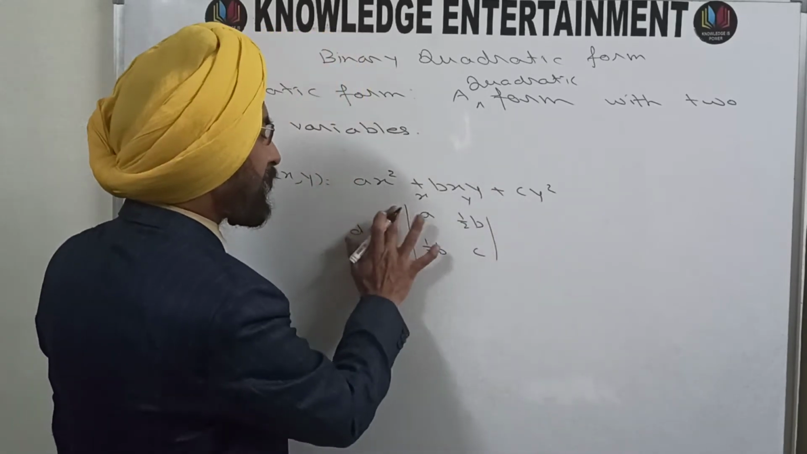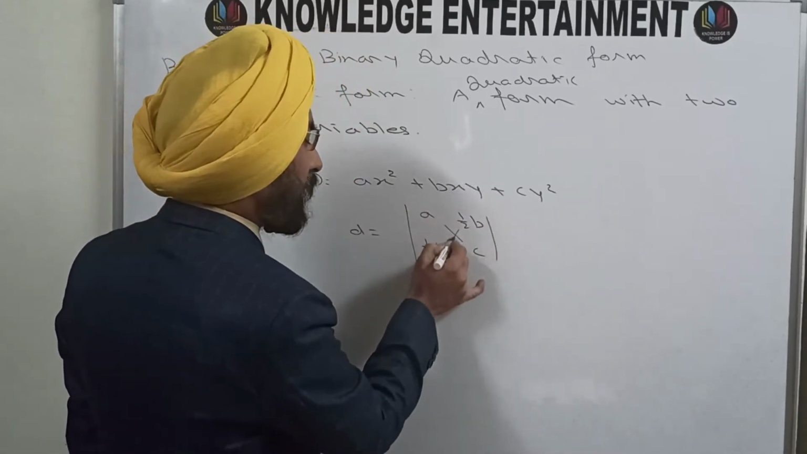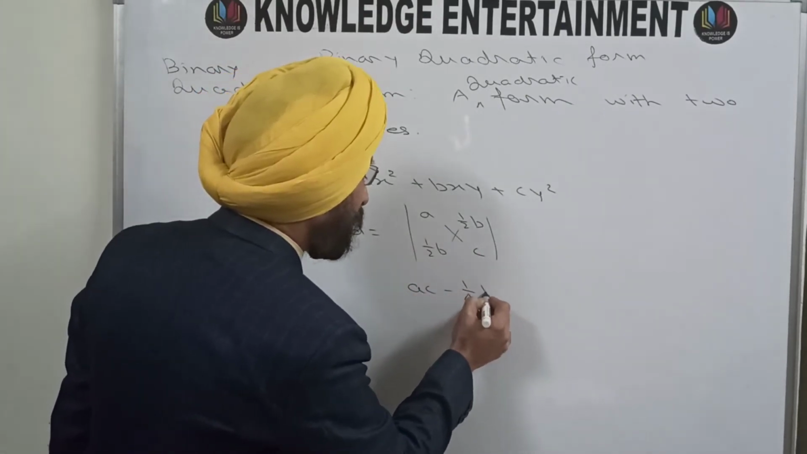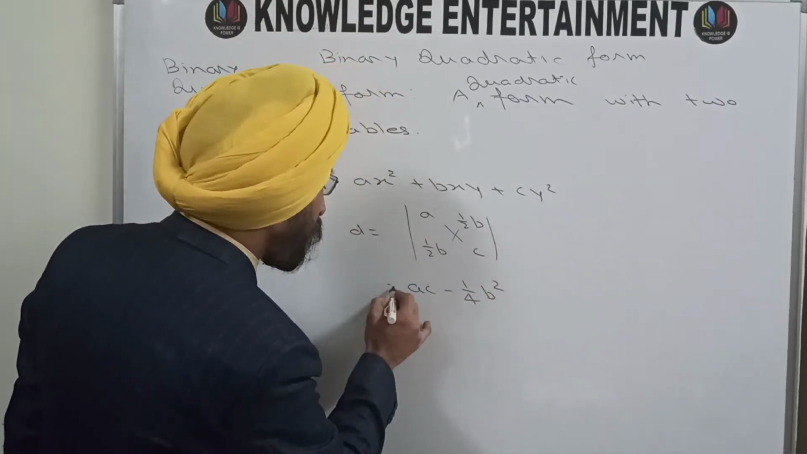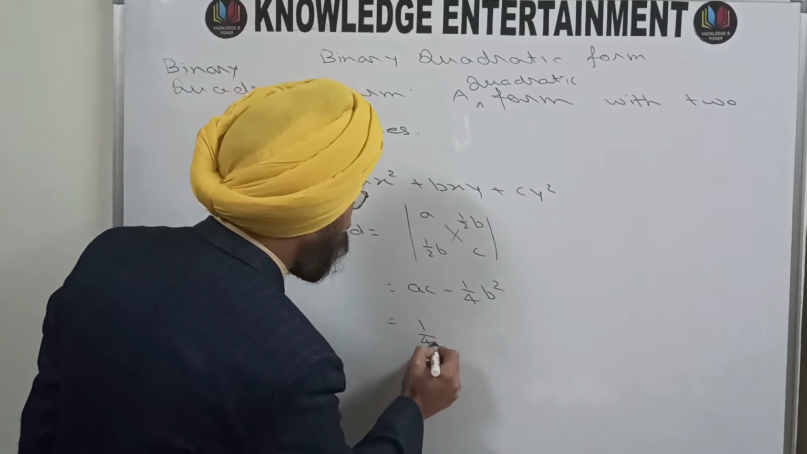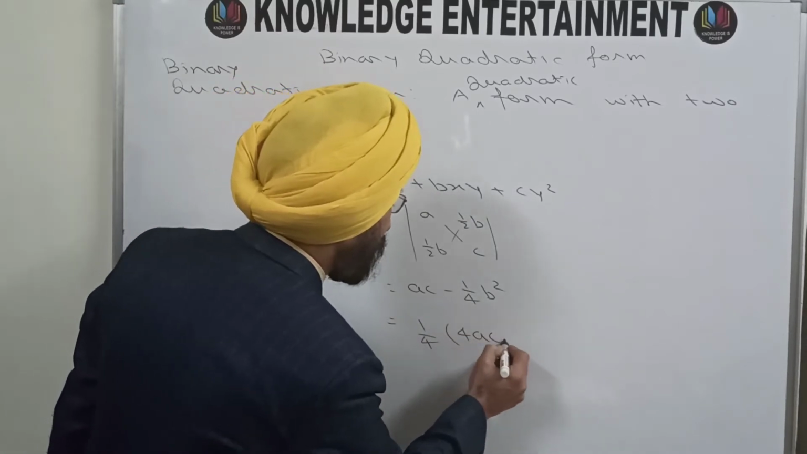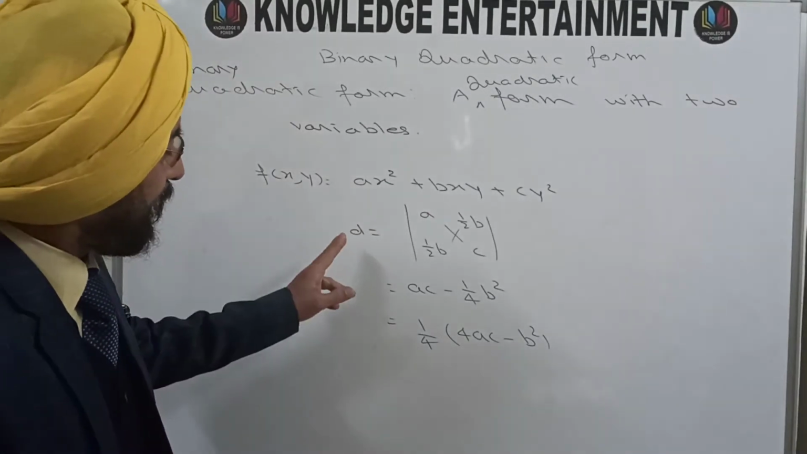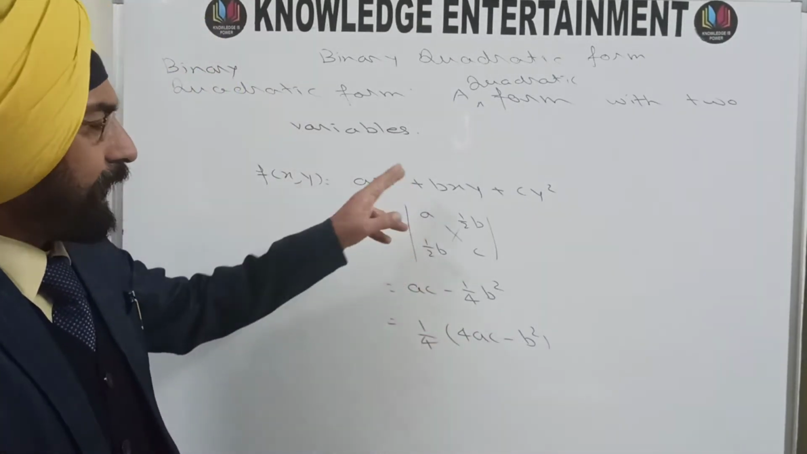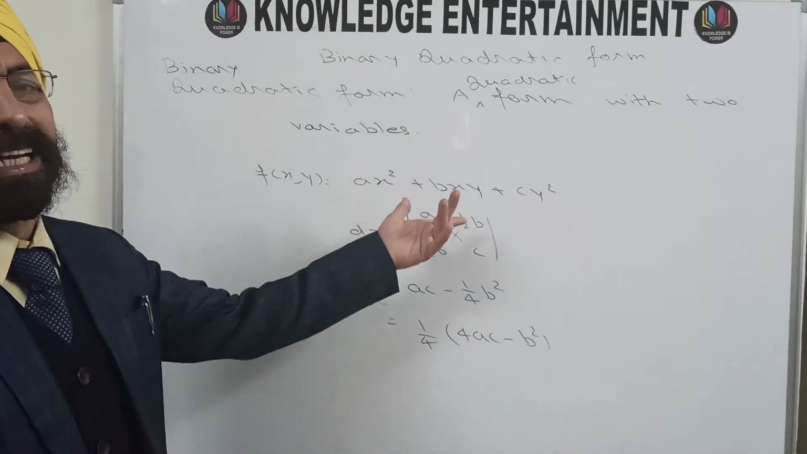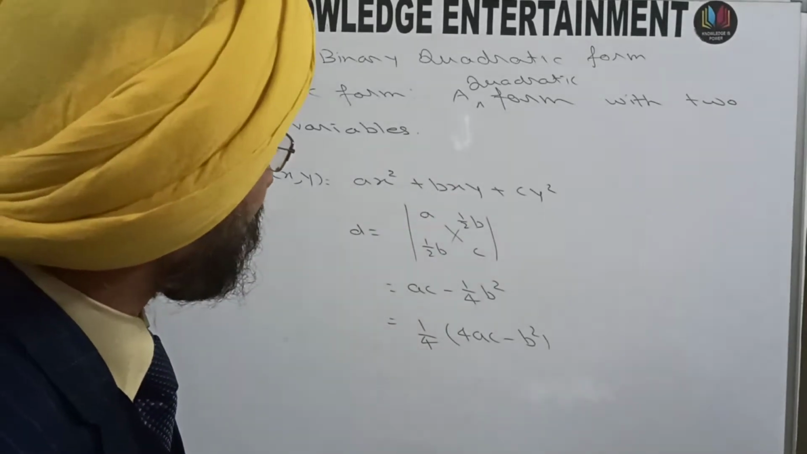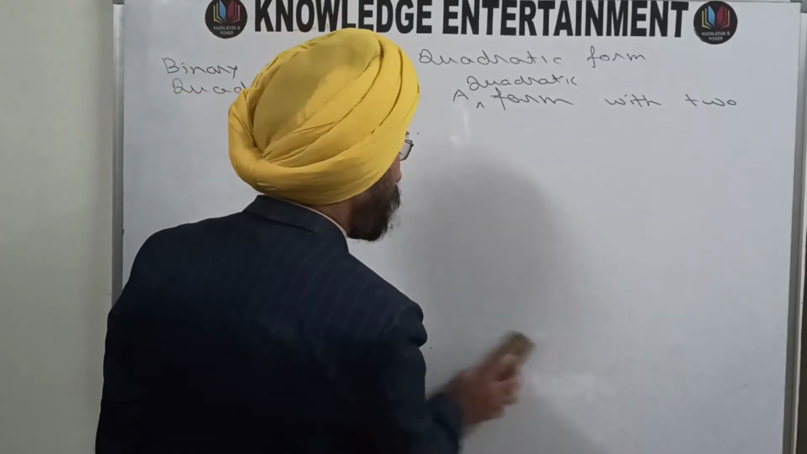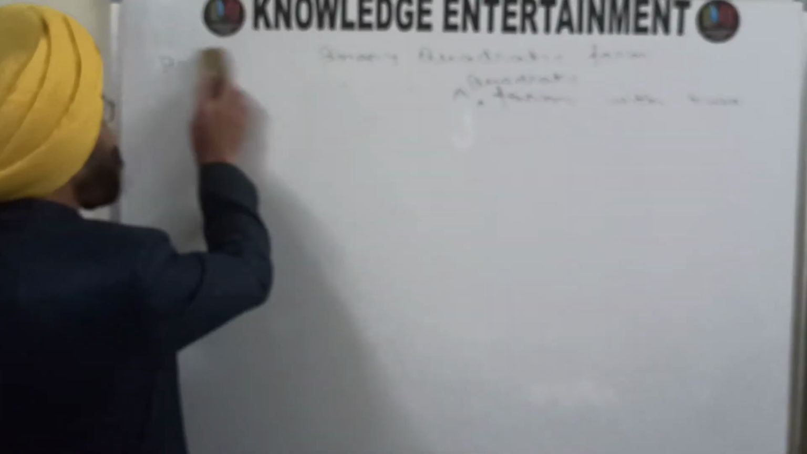And now just simplify this determinant. You know how to simplify it. It is ac − b²/4, or by taking 1/4 common, it is (4ac − b²)/4. So this is the discriminant of this binary quadratic form, which is written as ax² + bxy + cy². So this is the definition of the binary quadratic form.